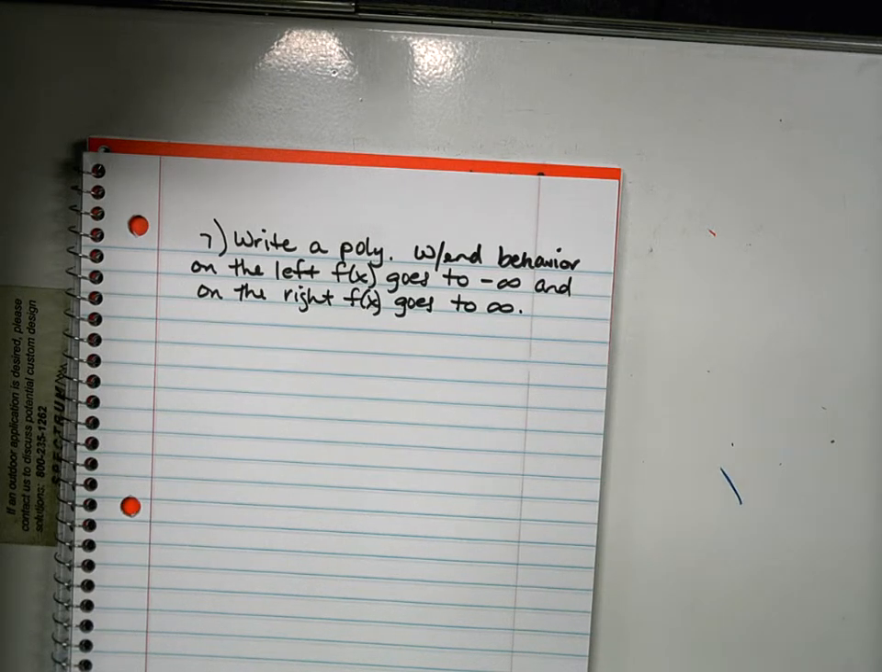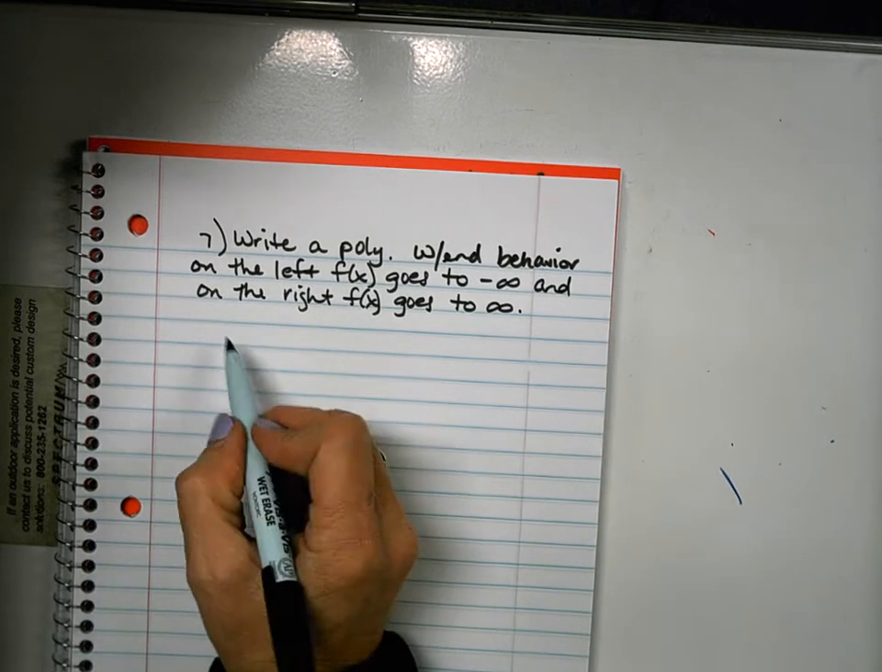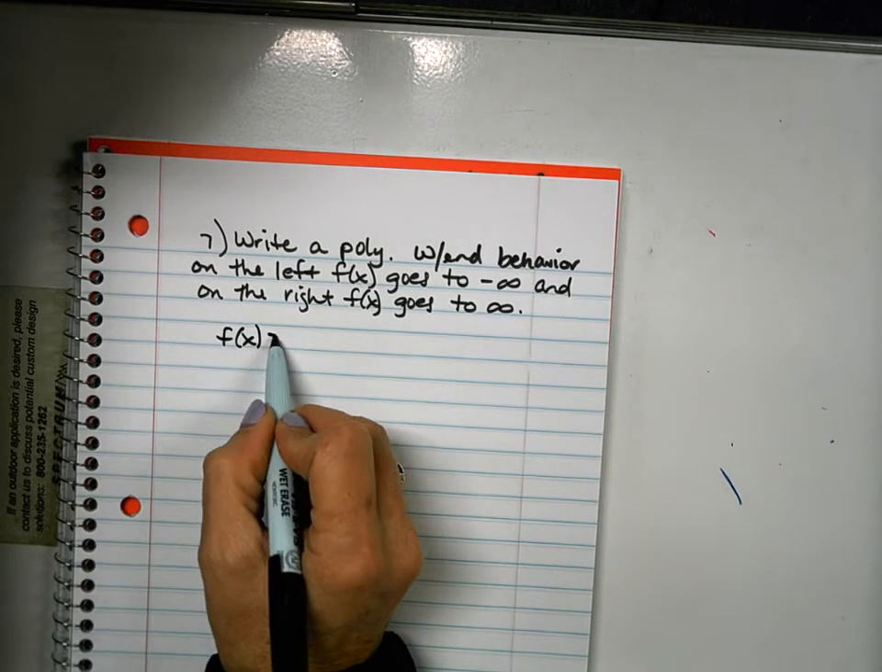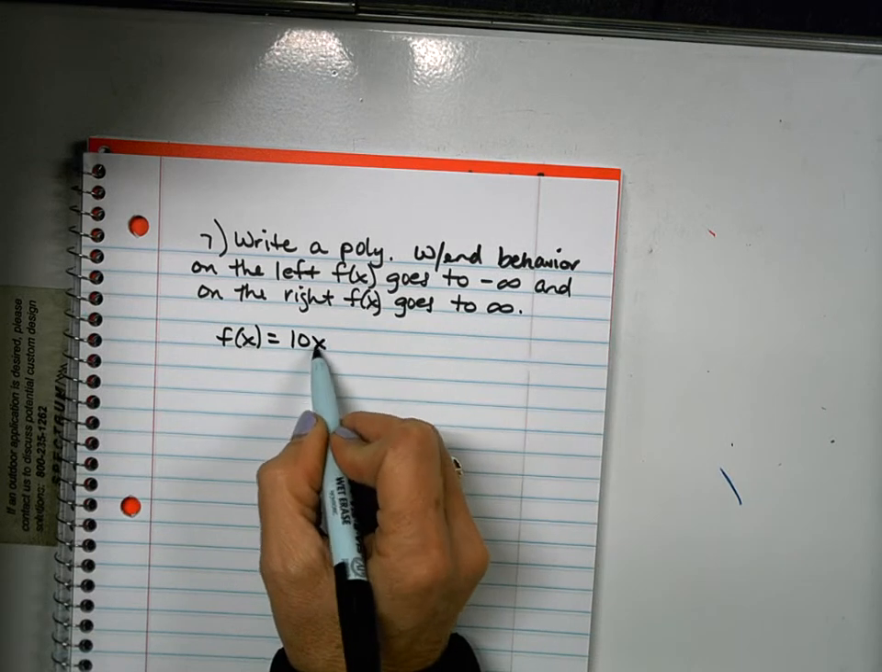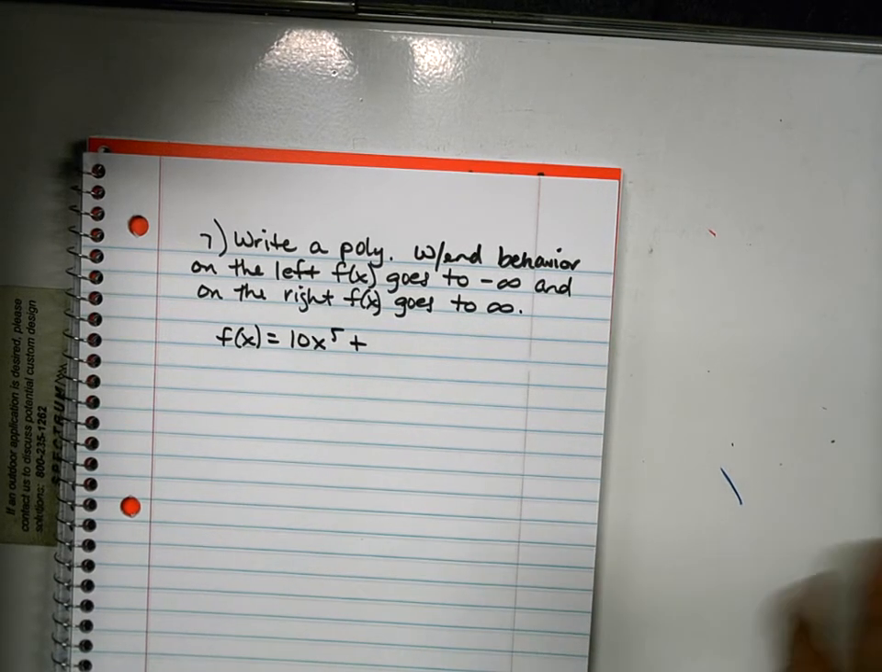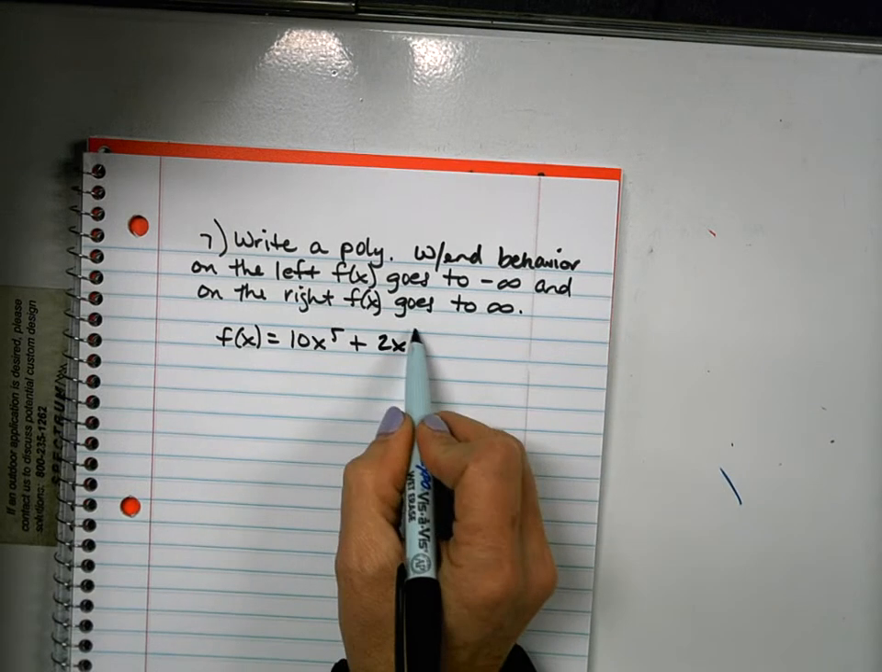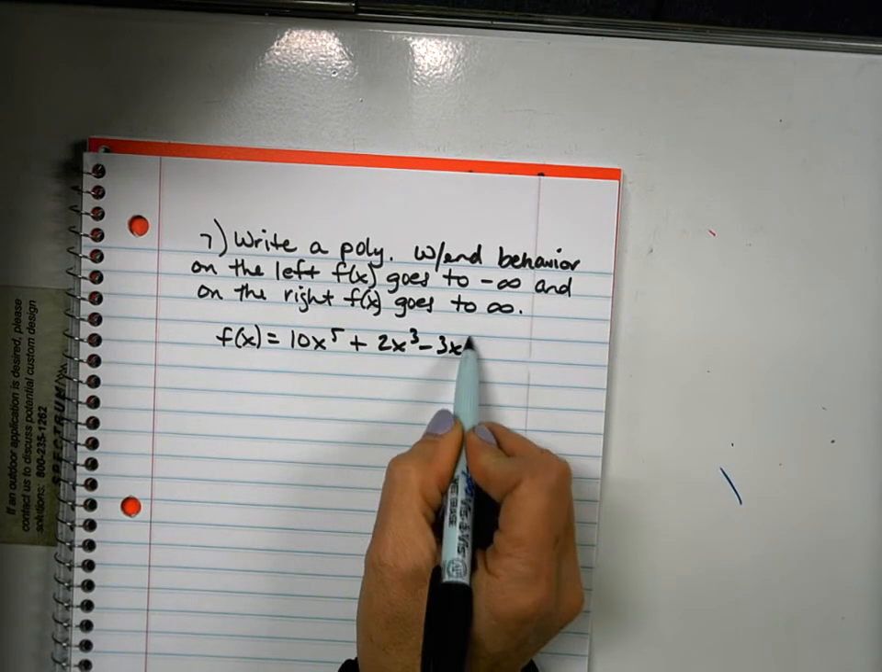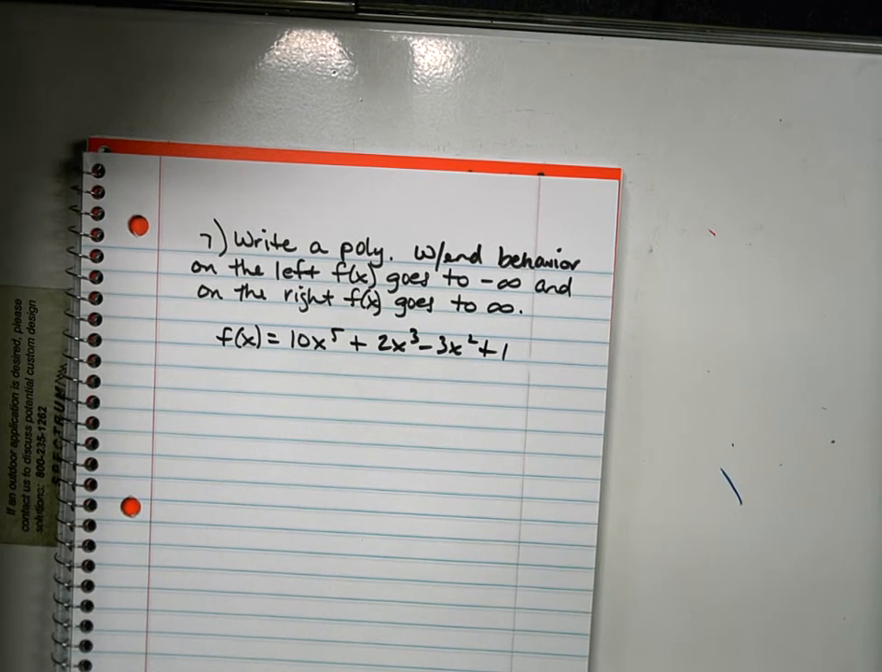I want my odd degree to be to the 5th power, and I want my leading coefficient to be 10. It really doesn't matter. You make it up. After that, just make sure you don't go above x to the 5th, right? So you could go 2x cubed minus 3x squared plus 1. All the rest of the terms don't really matter, as long as my biggest power is odd and my leading coefficient for that is positive.